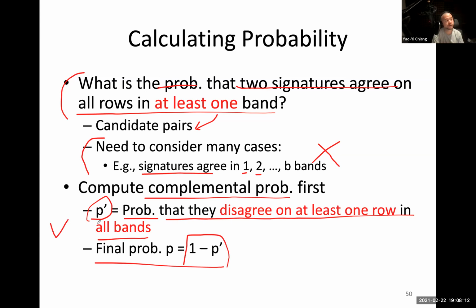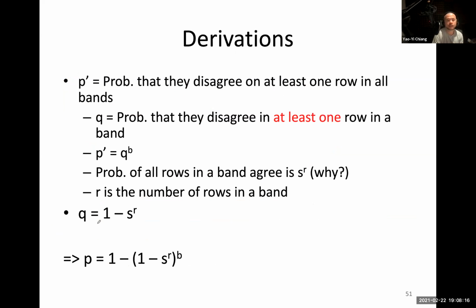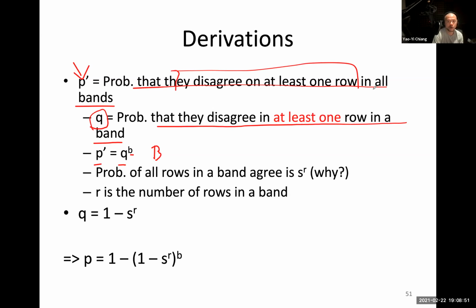This is just the definition of the terminology. So let's look at how we calculate P prime. P prime is the probability that they disagree on at least one row in all bands. Q is the probability that they disagree in at least one row in a band. So P prime is Q to the power of B, right? Because you have B bands. P prime, again, they disagree on at least one row for all bands, right? And we have a new term, Q: this is disagree in at least one row in one band.